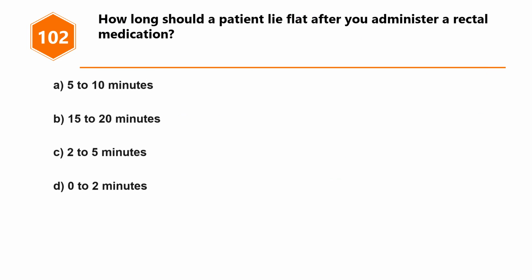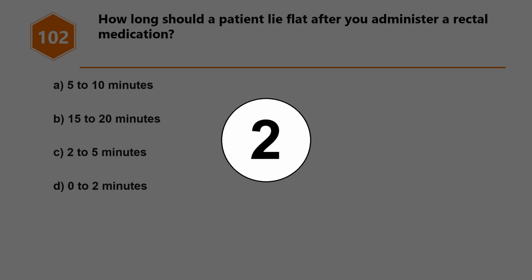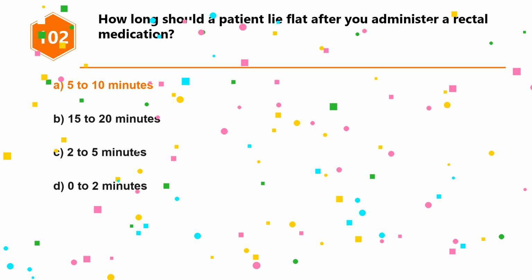Question 102. How long should a patient lie flat after you administer a rectal medication? Option A, 5 to 10 minutes. Option B, 15 to 20 minutes. Option C, 2 to 5 minutes. Option D, 0 to 2 minutes. The correct answer is option A, 5 to 10 minutes.